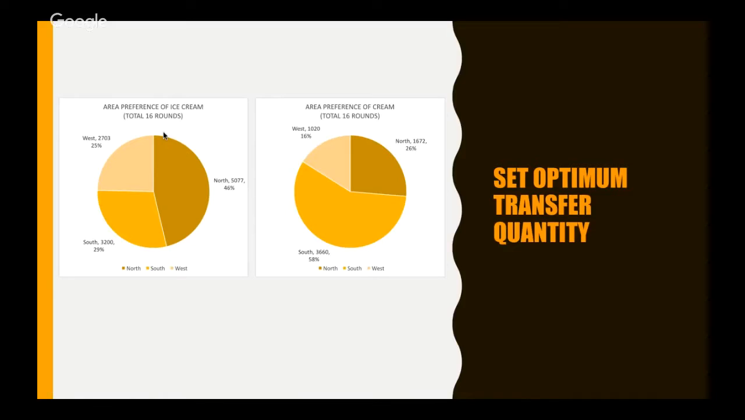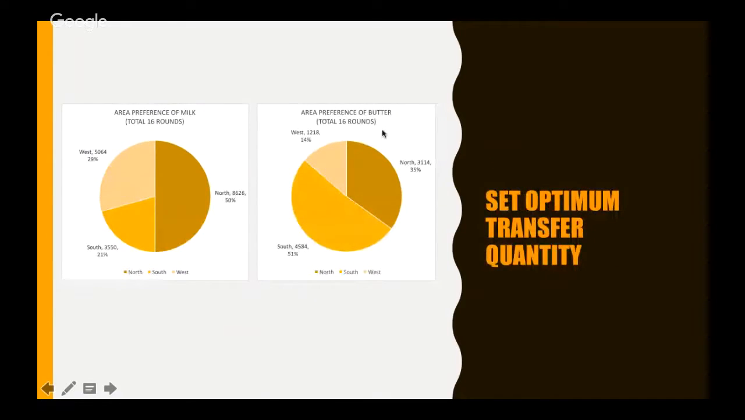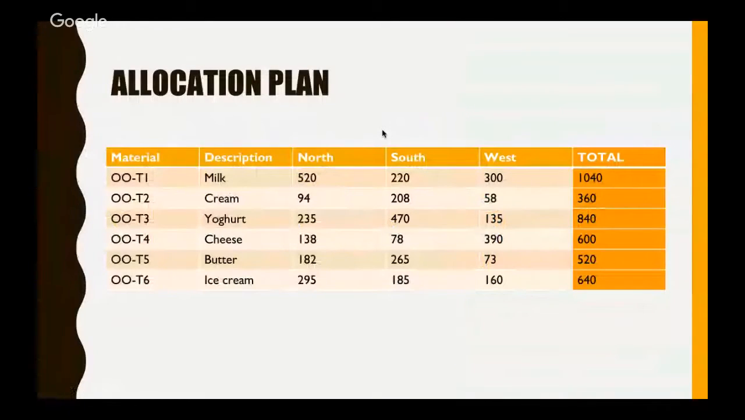About 46% of ice creams are sold in North stores, which means that I need to allocate about 46% of the ice cream that we bought from the supplier to the North warehouse. I also calculated the area preference for cream over here, and also for yogurt, for cheese, also for milk and butter. In summary, by calculating the percentage of each area, we can come up with the optimum ordering and transfer quantity over here.